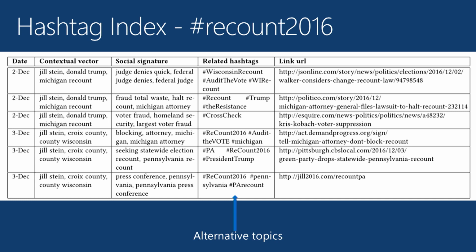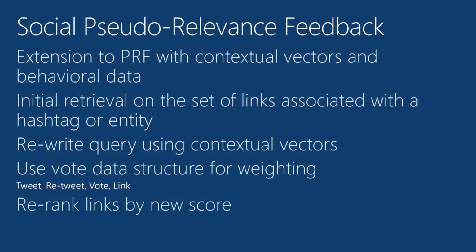So those are the timestamp, the entry, the contextual vector, which is kind of a signature of what people were talking about that hashtag, the signature, which is a similar idea, kind of a summary of what the link was shared. That's the URL, and then these related hashtags, which allows you to pivot. So if you're looking at recount 2016, you can say, oh, there was an issue with the Wisconsin recount or the Michigan recount, and you can go to that story. So you're kind of making those linkages automatically.